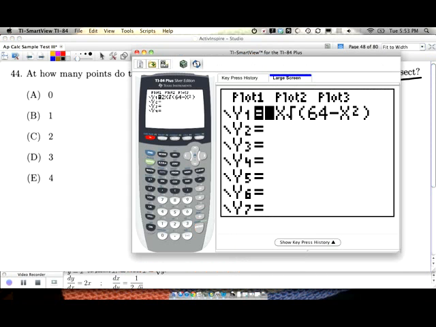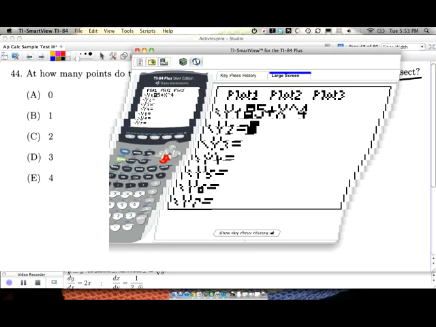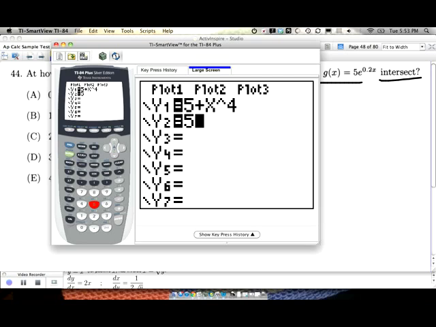We have the graph 5 plus x to the 4th. And we're going to delete these pieces here. The other one was point something something something, 5e. So we're going to do second. We're going to use e to the 0.2x.